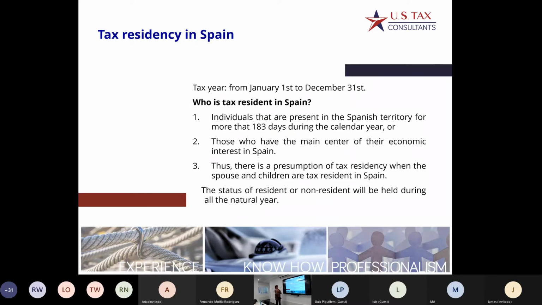What I was saying is that the status of resident or non-resident is held during the natural year. So for 2022 or 2021, now that we're preparing the tax return, you have to make the exercise of asking, during 2021, how many days was I in Spain, am I tax resident or not? If you are, the rules of the personal income tax return apply for the whole year.